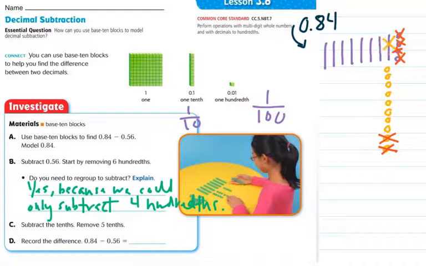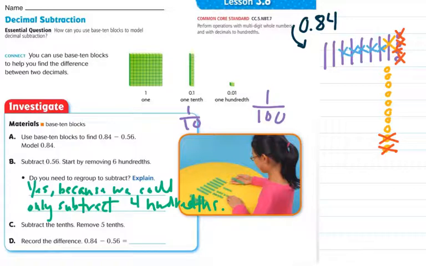So now we are in part C where it says subtract to the tenths. We're going to remove 5 tenths. So you know me, boys and girls, I like to change my colors up just so I don't get confused. Let's cross off 5 of the tenths. I'm going to make sure that it's a different color so it doesn't get confusing. So we have 1/10, 2 tenths, 3 tenths, 4 tenths, 5 tenths. So we've crossed off 5 of the tenths.